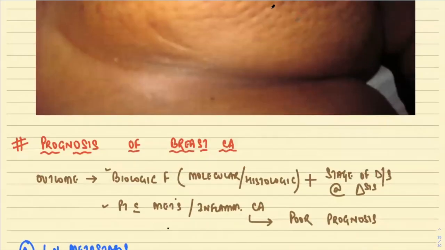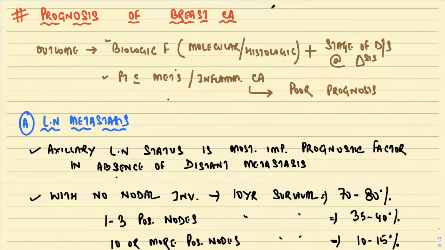Okay. Now, a very, very important question is the prognosis of breast carcinoma, asked as a long answer question. So what is the prognosis? Now, it depends upon the biological features, whether it is ER positive, HER2 positive, or triple negative, or what is the histological type, whether it is metaplastic, lobular.